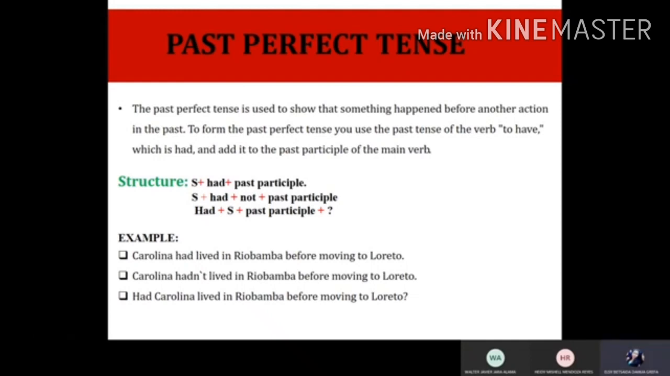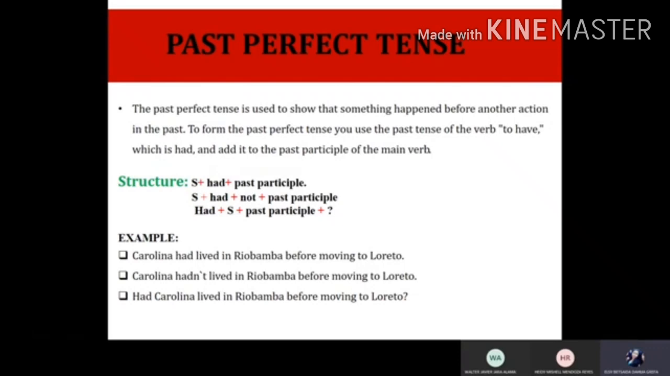In negative form: subject plus had plus not plus past participle. In question: had plus subject plus past participle plus interrogative question.